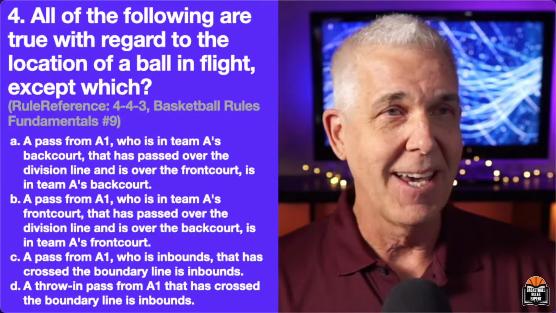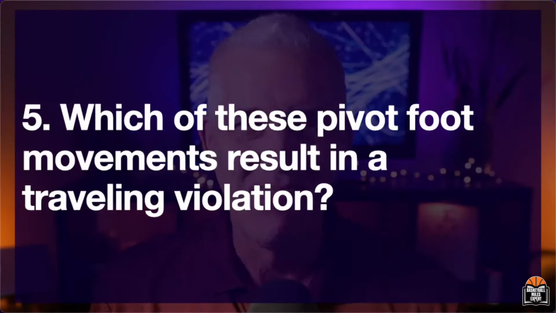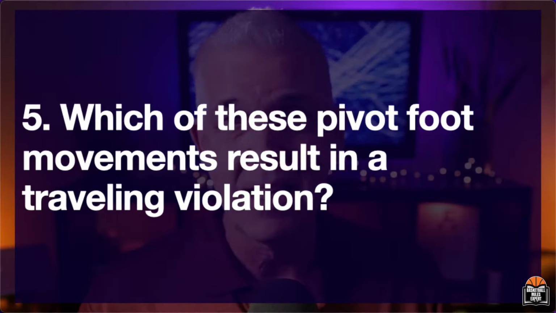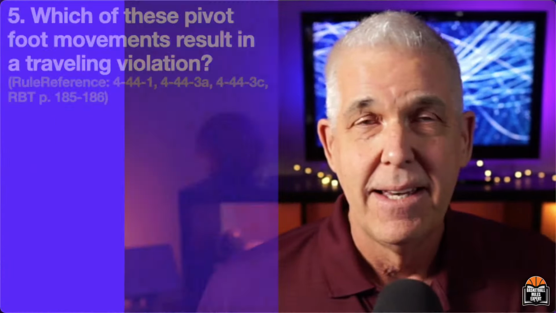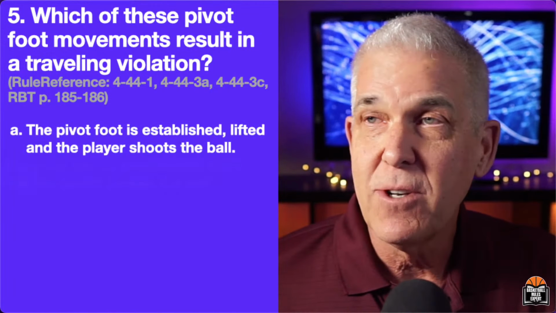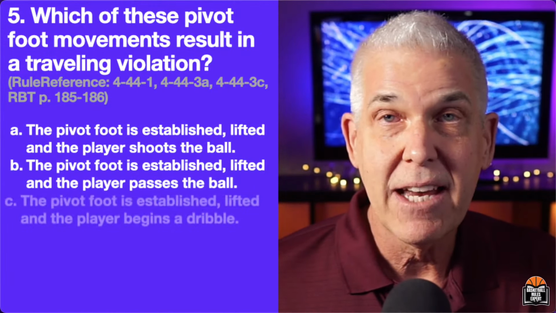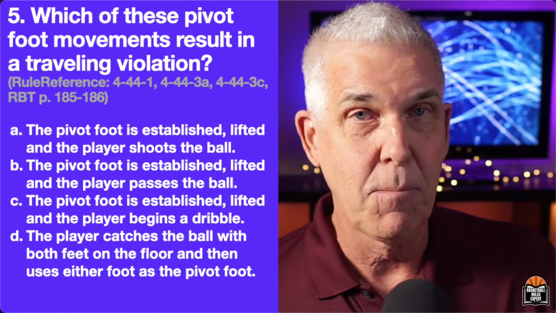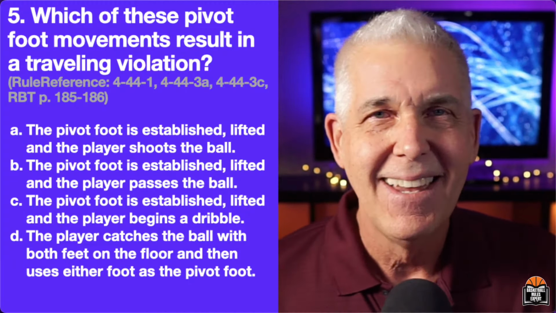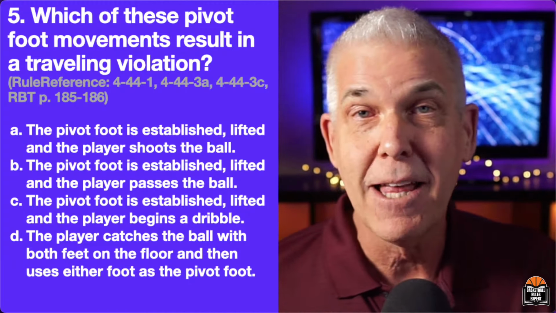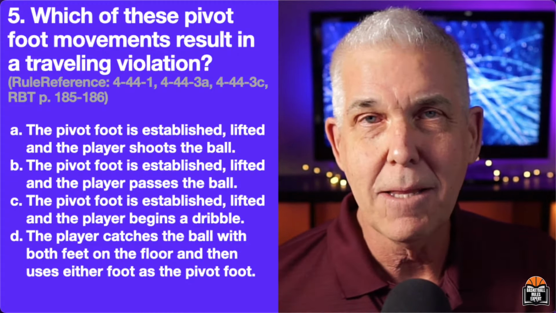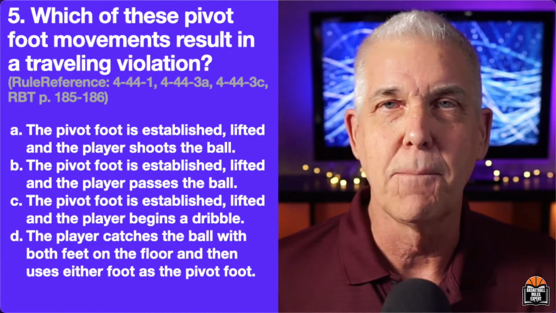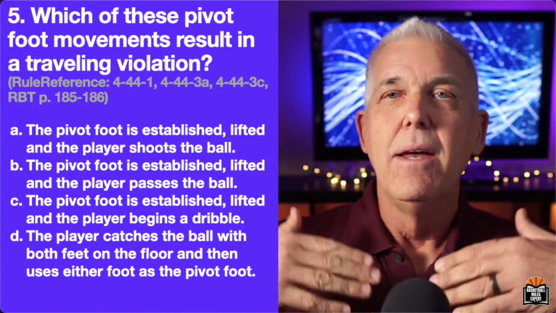Okay. Question number 5. Which of these pivot foot movements result in a traveling violation? A, the pivot foot is established, lifted, and the player shoots the ball. B, the pivot foot is established, lifted, and the player passes the ball. C, I see where this is going. The pivot foot is established, lifted, and the player begins a dribble. Or D, the player catches the ball with both feet on the floor and then uses either foot as the pivot foot. Right?